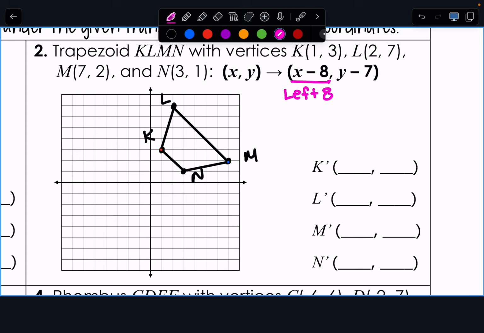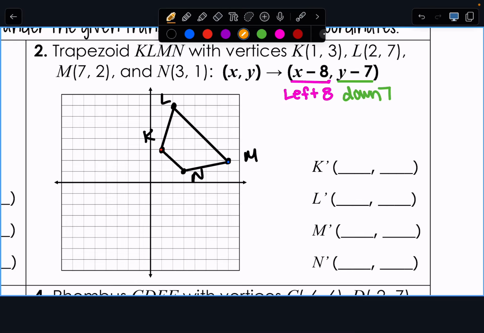Okay, so how about, Colton, we do some redemption. Y minus 7. Which way are we going 7? Down, because it's Y. It's up or down. Since it's minus 7, we're going to go down.